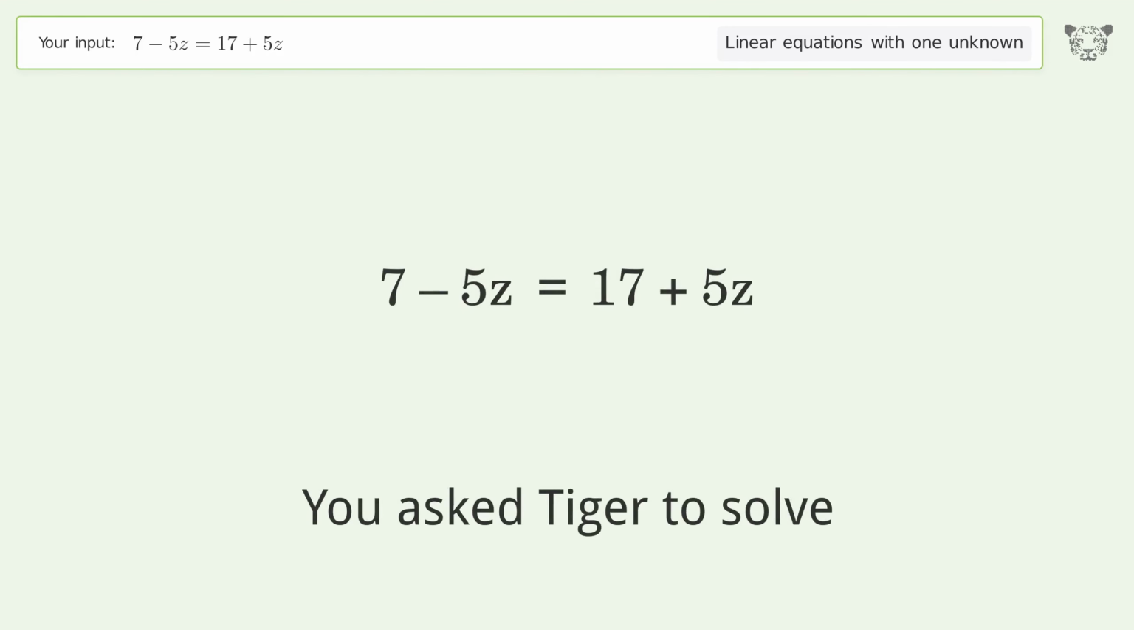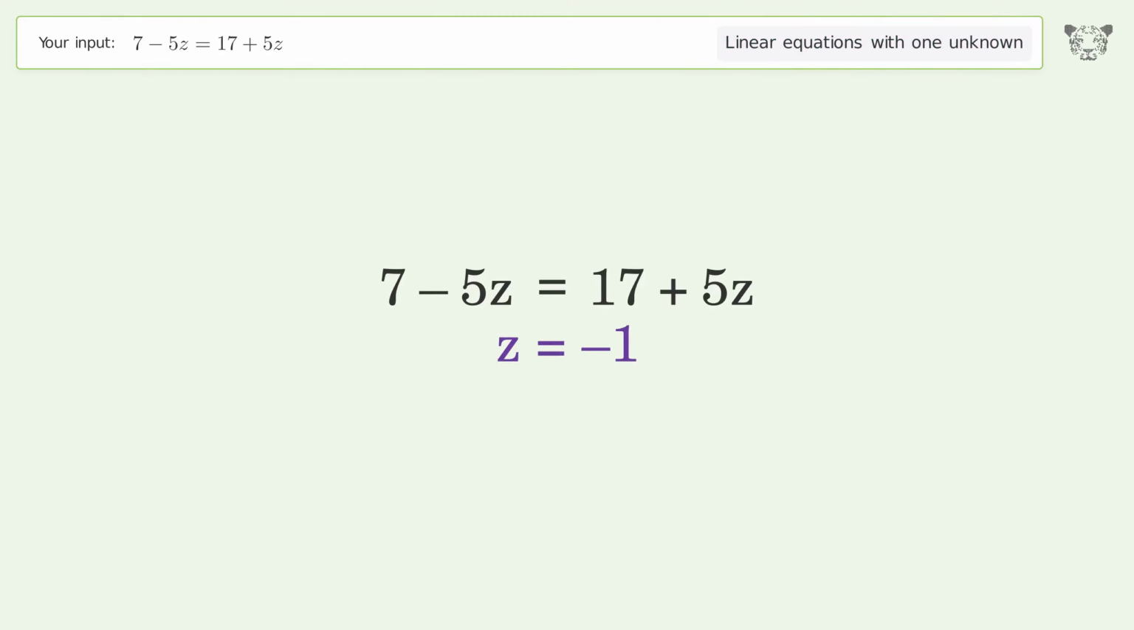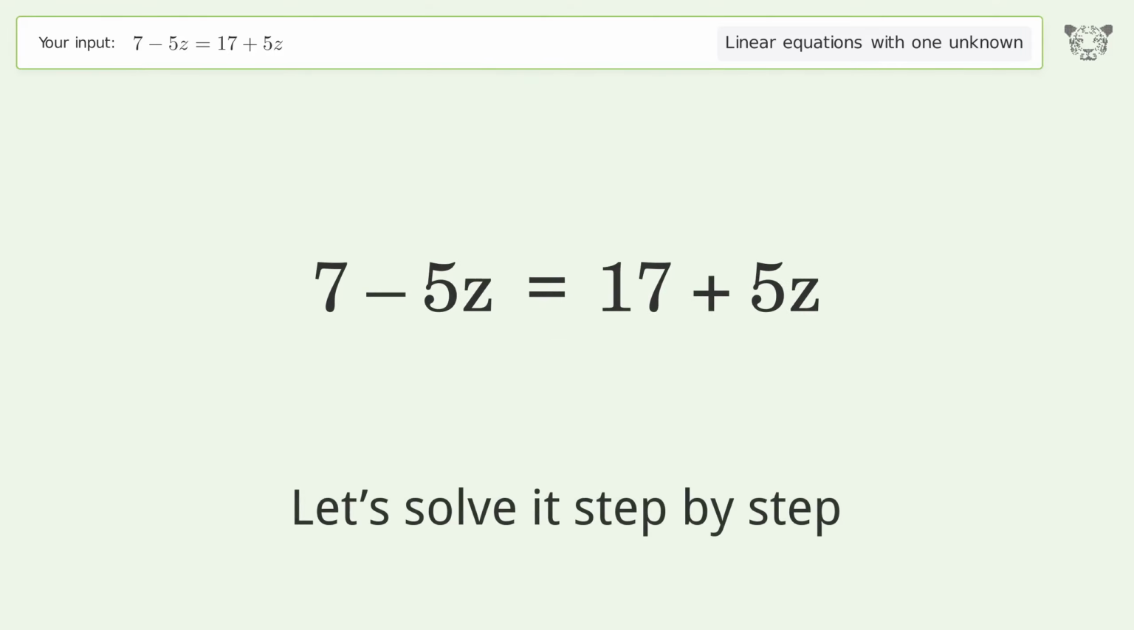You ask Tiger to solve this, which deals with linear equations with one unknown. The final result is z equals -1. Let's solve it step by step.